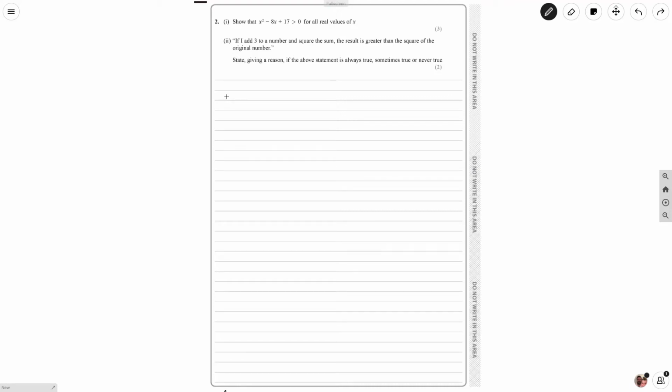So question 2 of the May 2018 AS Edexcel paper. First part, we've got a quadratic here, x squared minus 8x plus 17. Now we're not being asked to solve a quadratic here, we're being asked to show that this quadratic is greater than 0. In other words, we're being asked to show that this quadratic is positive everywhere.